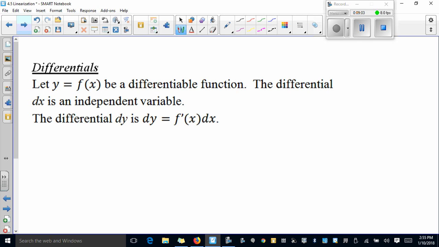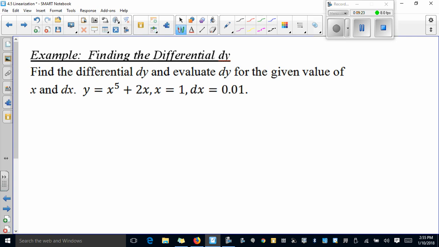Okay, so on this one here, find the differential dy and evaluate dy for the given value of x and dx. So we have y equals x to the 5th plus 2x. Well, dy dx would be 5x to the 4th plus 2. But we want just dy, so we're going to multiply both sides by dx. So we get dy equals 5x to the 4th plus 2 dx.